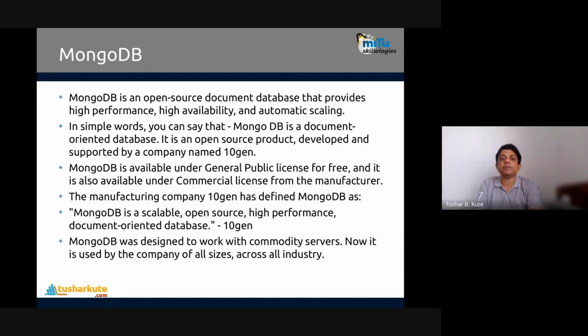The manufacturing company was 10gen. It defined MongoDB as a scalable, open source, high performance, document-oriented database. But remember, the 10gen company made MongoDB popular, and MongoDB made the company popular. That's why they have changed the company name. Now the company's name is MongoDB itself.